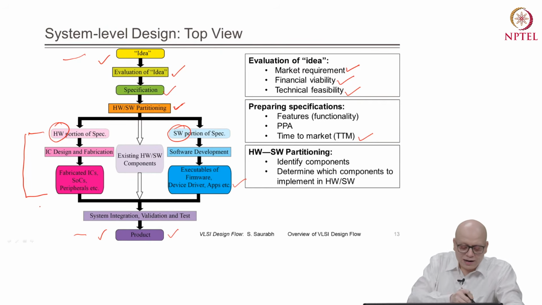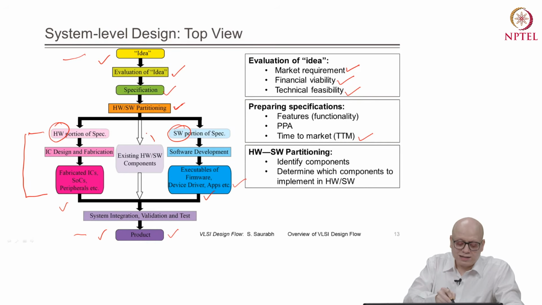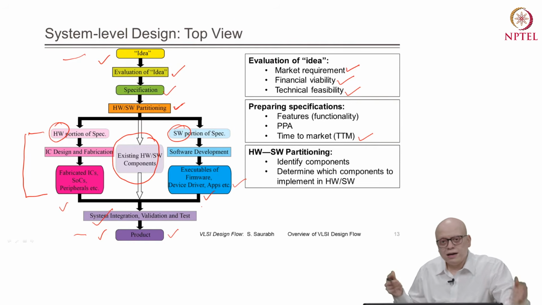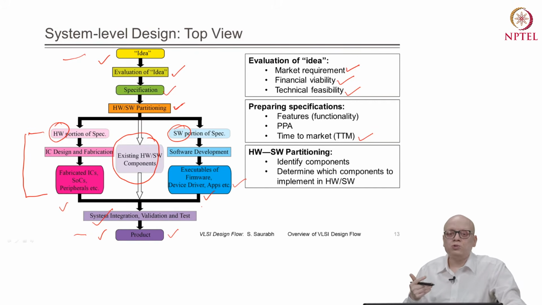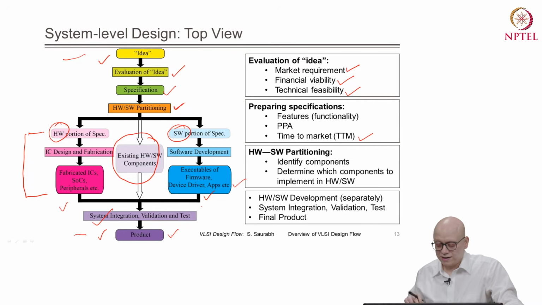Once both hardware and software are available, and there will be some components which already exist, which we can directly reuse at the system level, when all of them are ready, then we do a system level integration. We combine all these components together, we do some validation, we do testing, and at the end of this, the product comes out of it. So this is a very top level view of system level design.